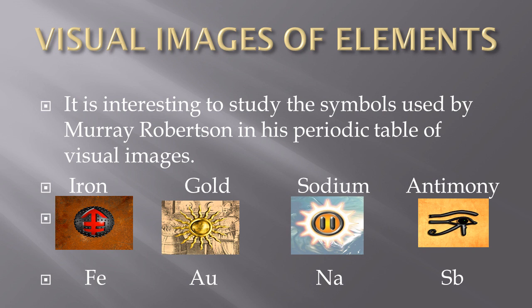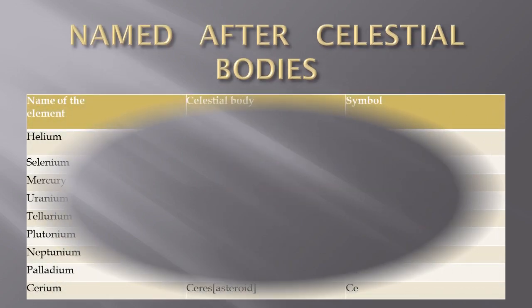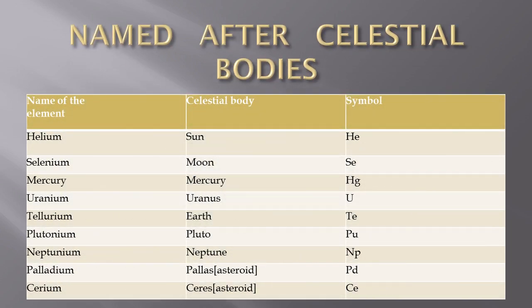symbol of antimony. Let us now move on to the elements named after celestial bodies or deities. Here is a list of such elements. Helium, named after sun god Helios, symbol capital H, small e. Selenium, named after goddess of moon Selene, symbol Se.